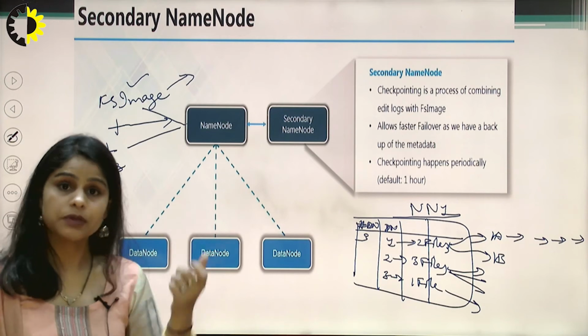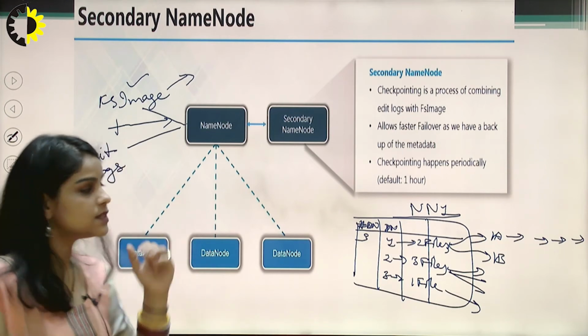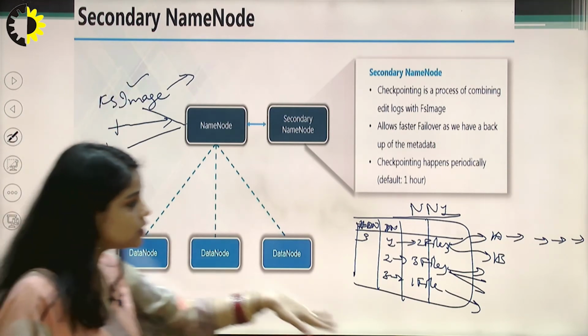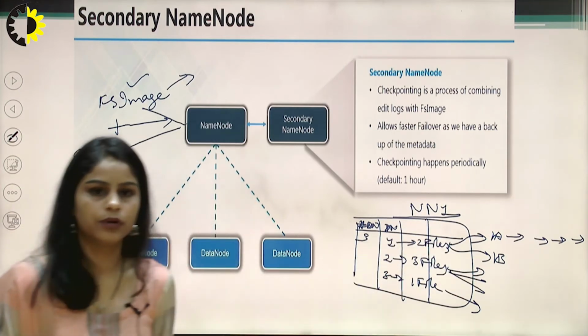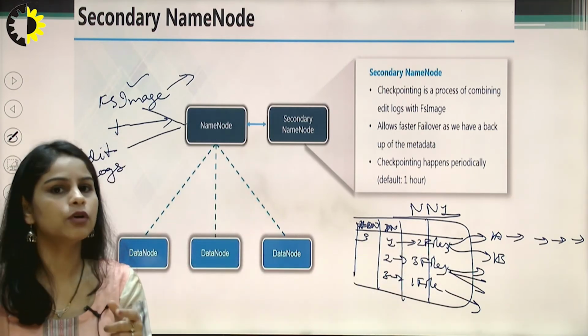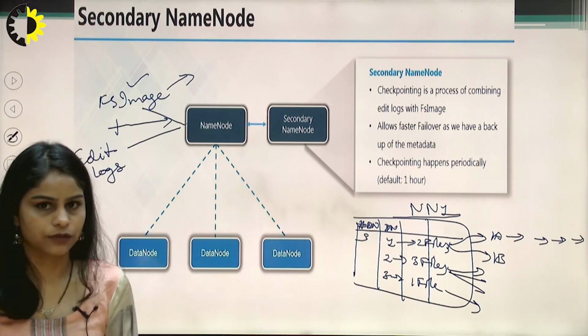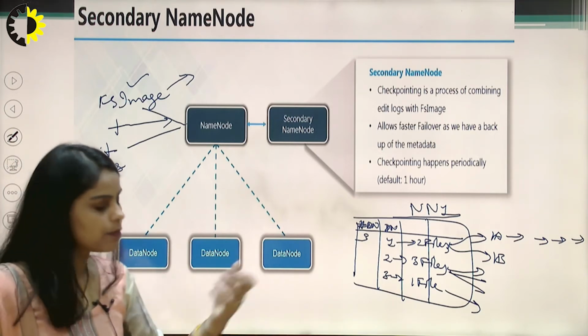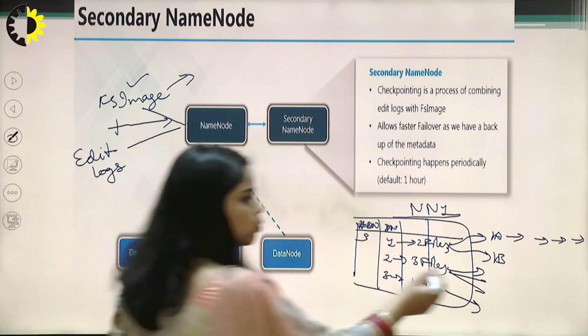Now, what is FSImage doing? FSImage is maintaining a log of all the changes that are being done in name node. For example, let's say you are performing a write operation where you are deleting a data block. Let's say you have deleted 1B now.